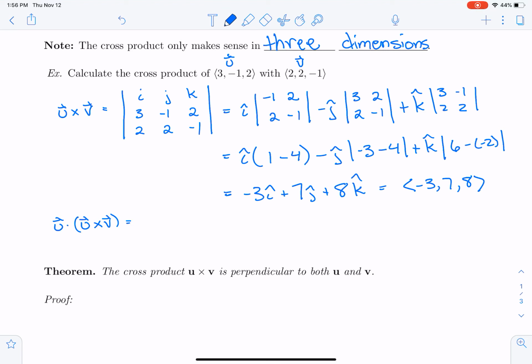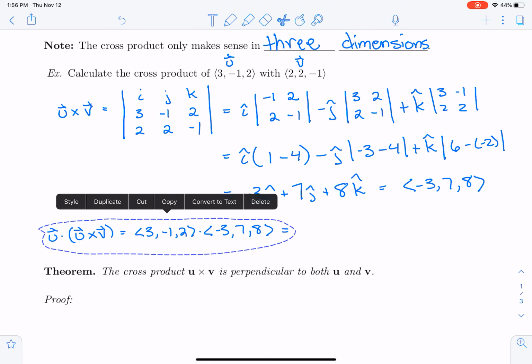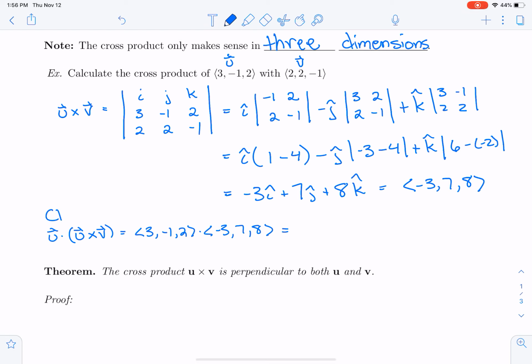And so I'm going to take 3, negative 1, and 2, and I'm going to dot that with negative 3, 7, and 8. This is a way that I could check my answer to see that it's correct. And so I'm going to get negative 9 minus 7 plus 16, and that's going to be 0.